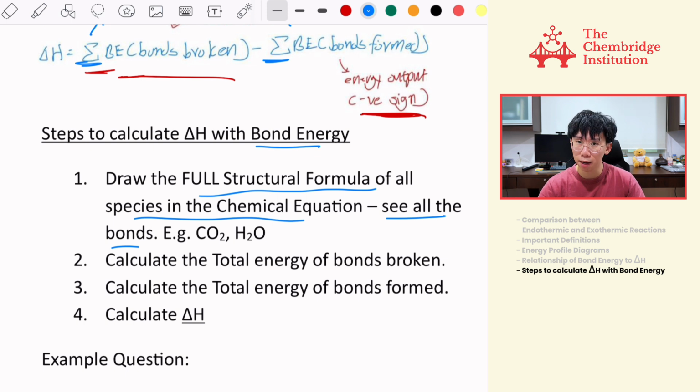Most students don't do this step, and that's why they make careless mistakes in their calculations, because they miscalculate the number of bonds. Then you want to calculate the total energy of the bonds broken. Then you calculate the total energy of the bonds formed, and then you will calculate enthalpy change using the equation above. So let's take a look at an example question.